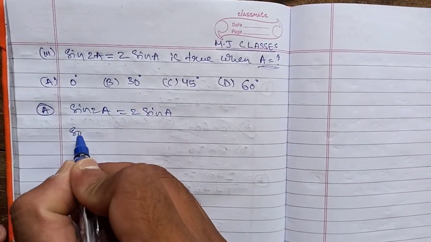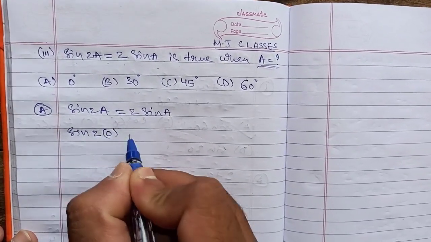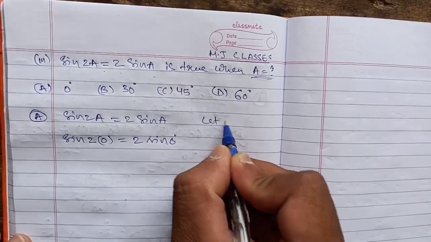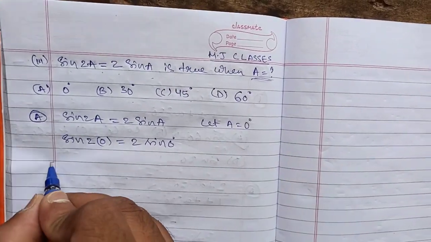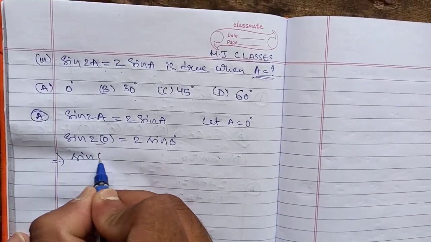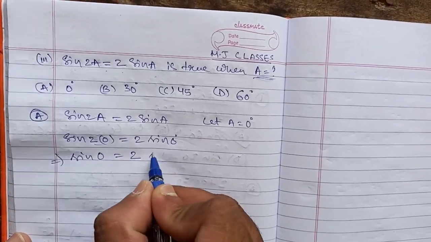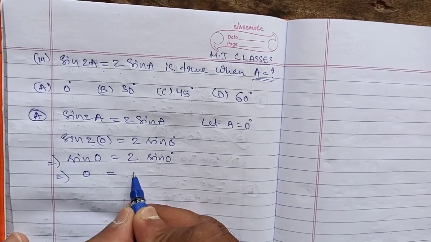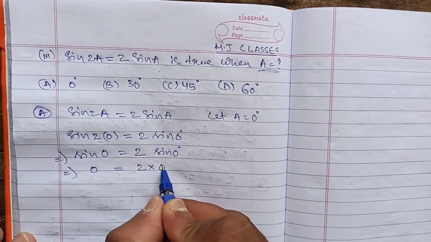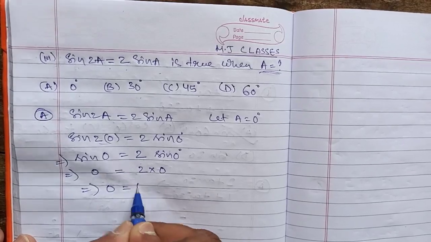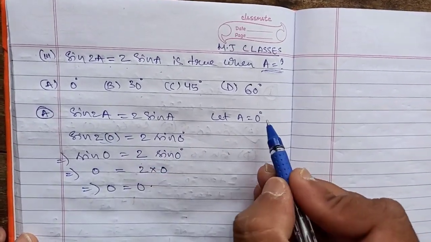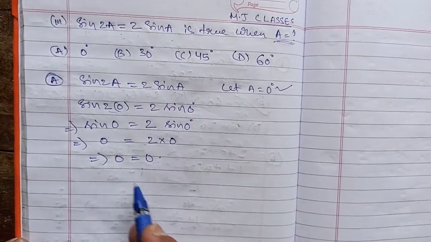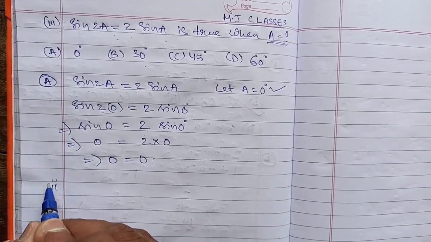So first of all, let a equal 0 degree, I am taking. Sin 2 times 0 is sin 0, which is 0, and 2 sin 0 degree, sin 0 is 0, and 2 into 0 is 0. Both the zeros are equal. That means a equals 0 satisfies this condition. We will check one more value, whether it is satisfying or not, so that we will be confirmed.